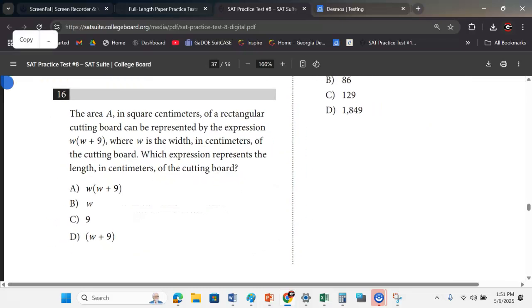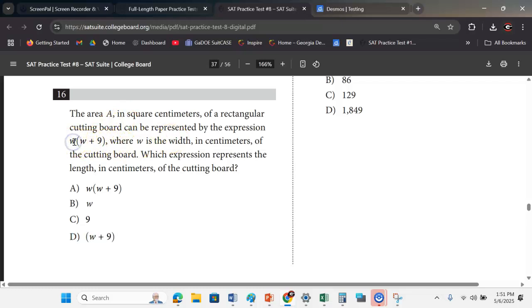16. The area of a rectangular cutting board, in square centimeters, can be represented by the expression given. W is the width. What expression represents the length of the cutting board? Okay, so the area is, let me make sure I got this right. This is D, right? The area of a rectangle is length times width. So this is the area.